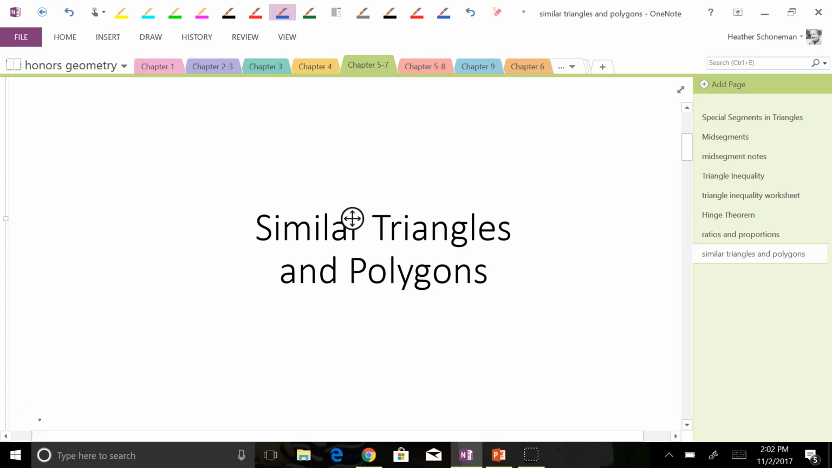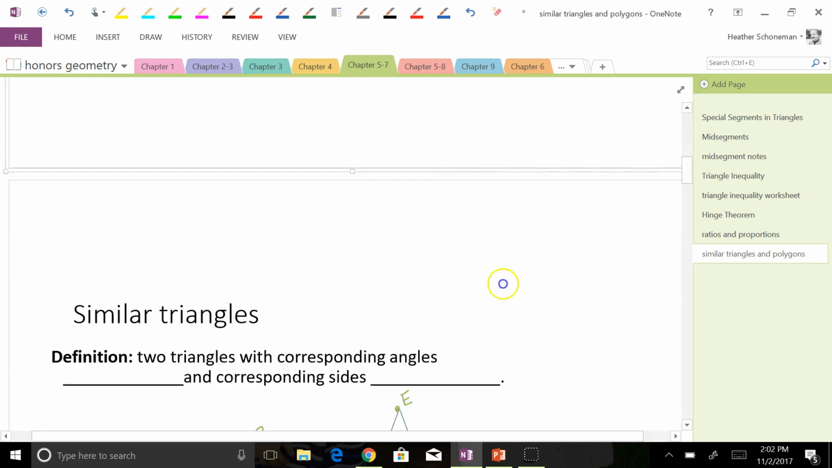Alright, this section is about similar triangles and polygons, and like I mentioned in class last time, this will not be on the quiz, but everything that we did last week will be.